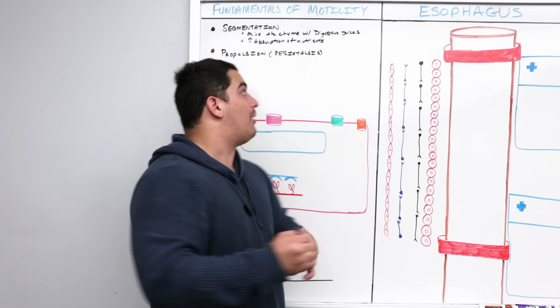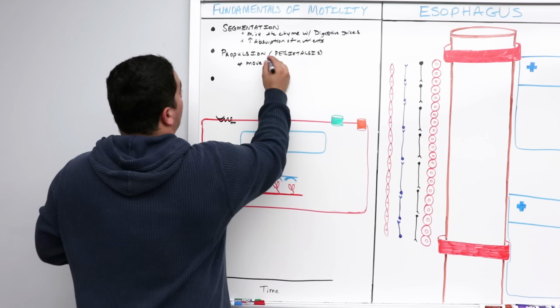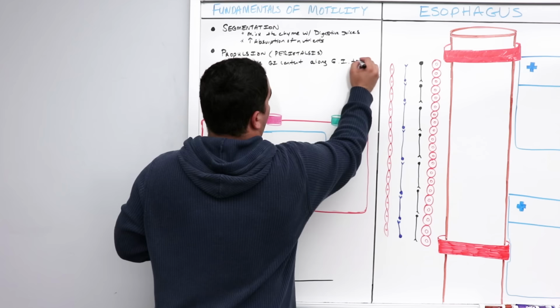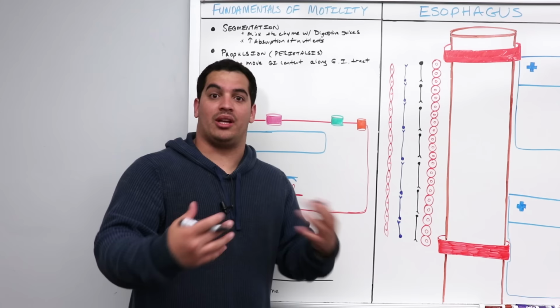So the purpose of the propulsion is to move the, let's just say, GI content along the GI tract. Okay, whether it be for elimination or pushing it to the next segment of the GI tract so that it can be absorbed. All right, so that is really, really important with this.